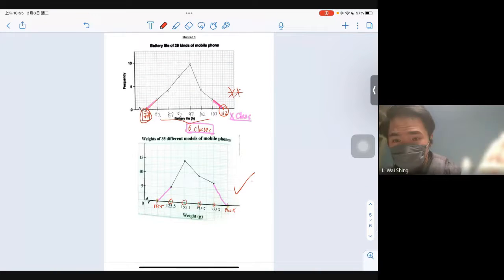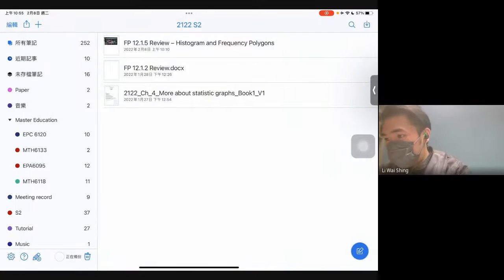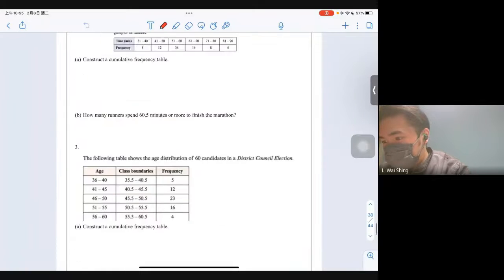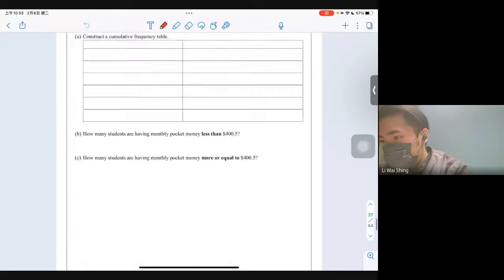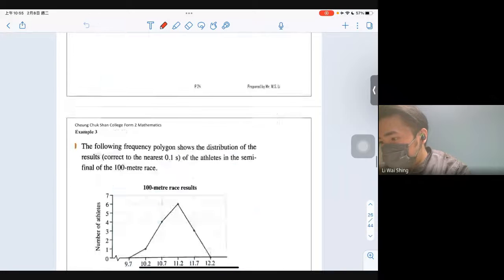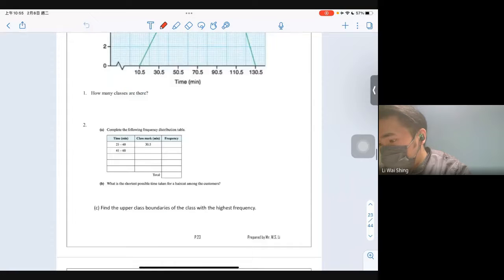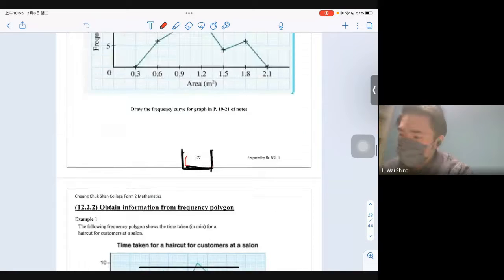Any question about the review? If you have a question, raise up your hand. Okay, no hands? Then we can go back to our lesson. So today, let's go back to notes. Your notes, page 23.